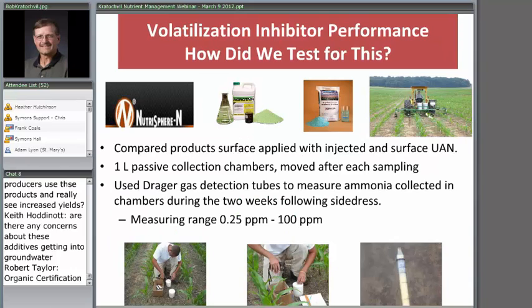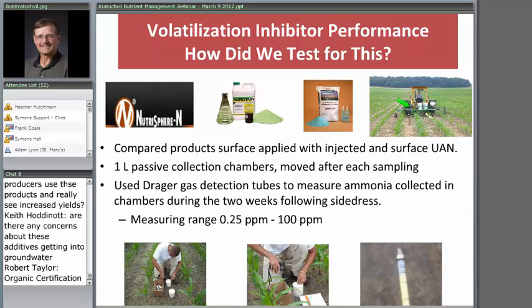So, looking at the volatilization inhibitor performance, how did we go about testing for this? Well, we looked at the 3 that were being promoted as volatilization inhibitors: Nitrification, Agrium, Agrium Plus. We have a plot applicator that allows us to both inject into the soil or dribble the nitrogen onto the surface. We compared the products: surface application with injection and surface application of UAN with no products.